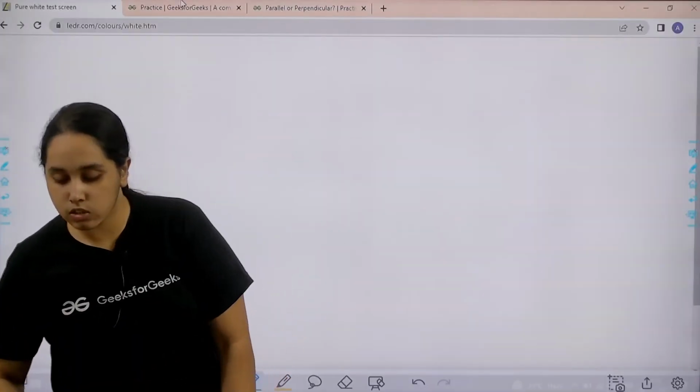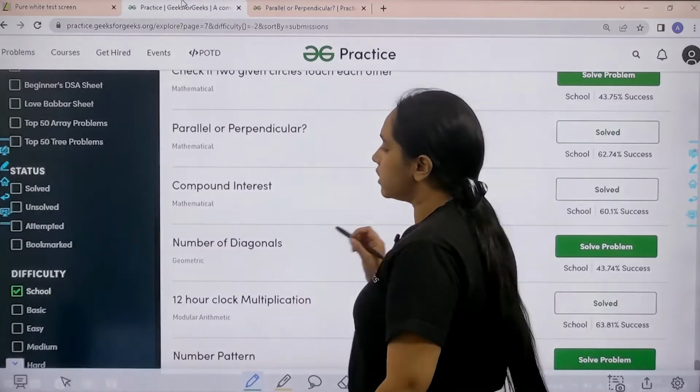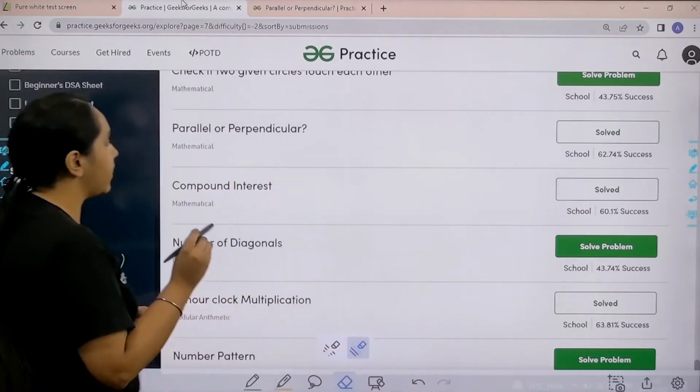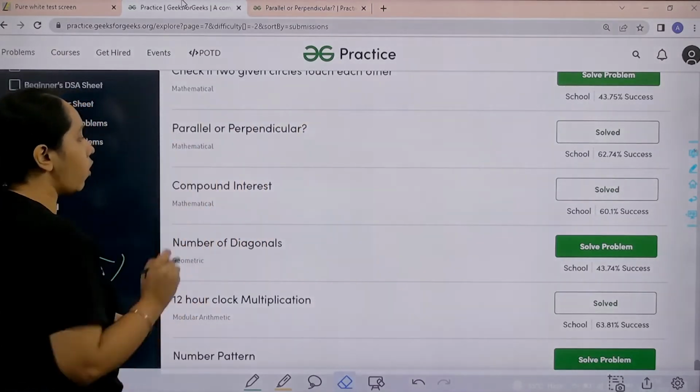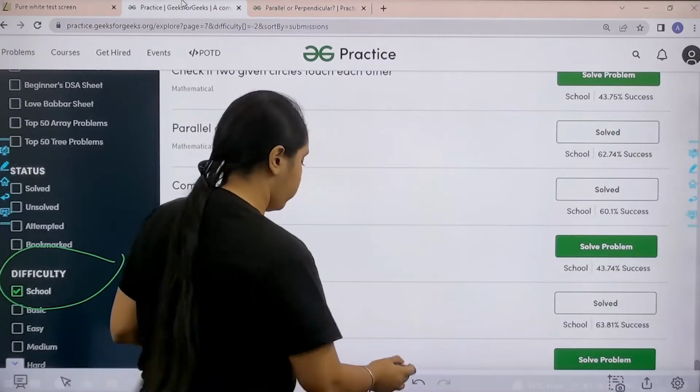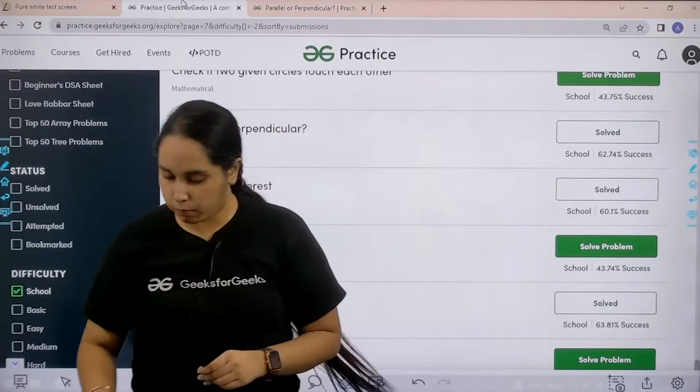You need to go to the practice portal. In the practice portal, in the difficulty section, you need to choose school. After that you need to find the problem parallel or perpendicular. Once you find the problem, you need to click on solve. So let's solve the problem now.